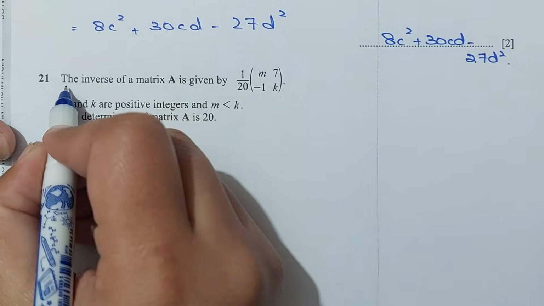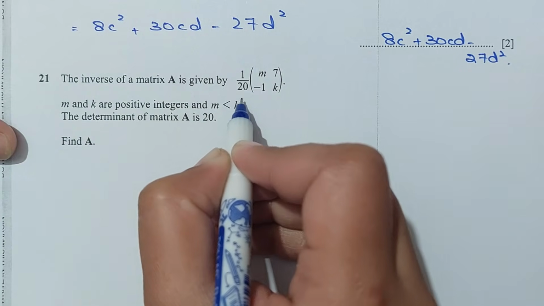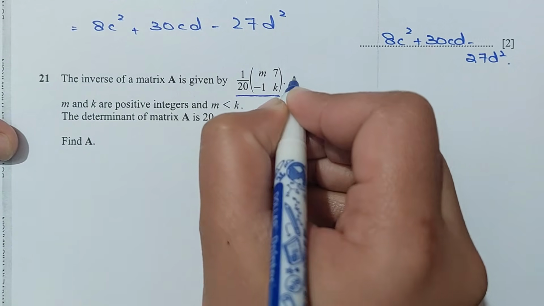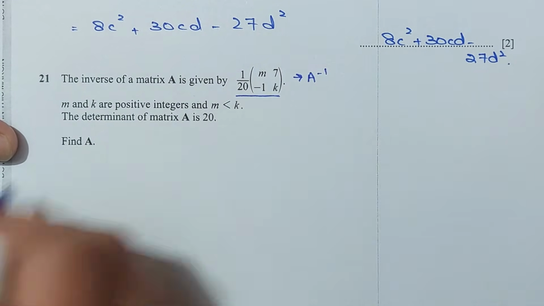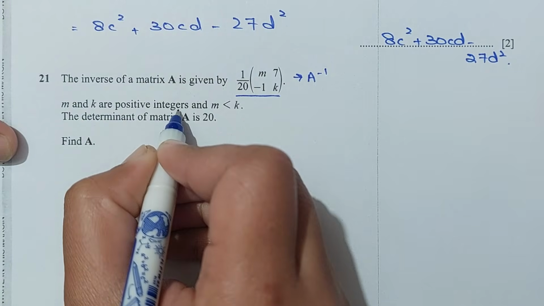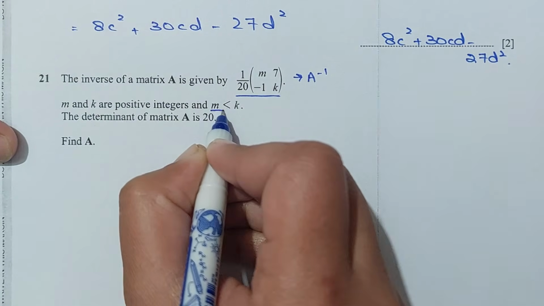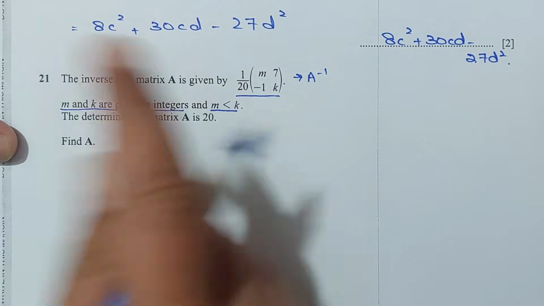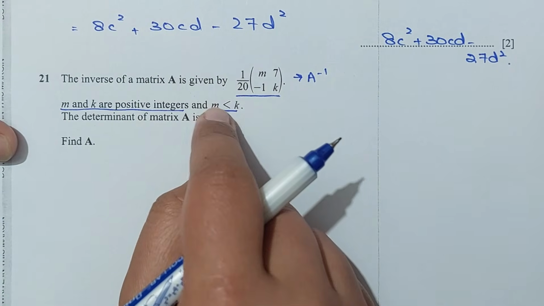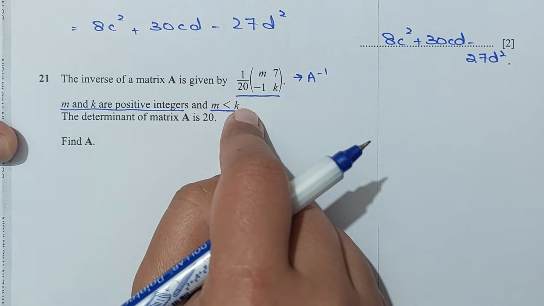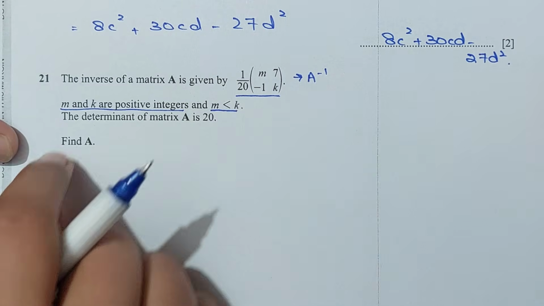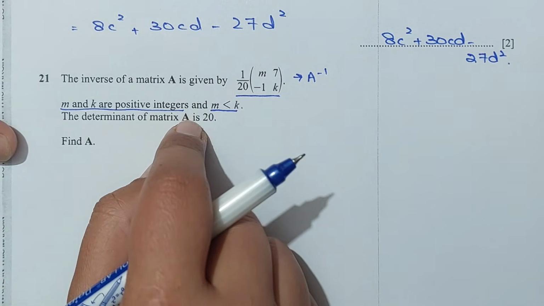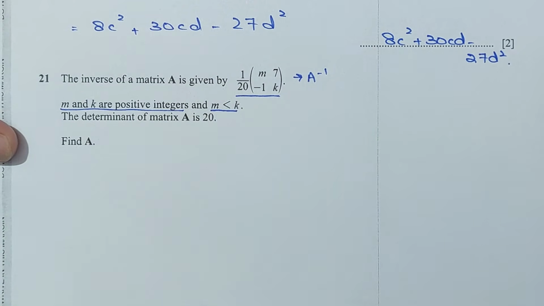Question number 21. The inverse of the matrix A is given by, this is A inverse. m and k are positive integers and m is less than k. They both are positive, right? m and k both are positive and the value of m should be less than the value of k, right? The determinant of the matrix A is 20. Find the matrix A.